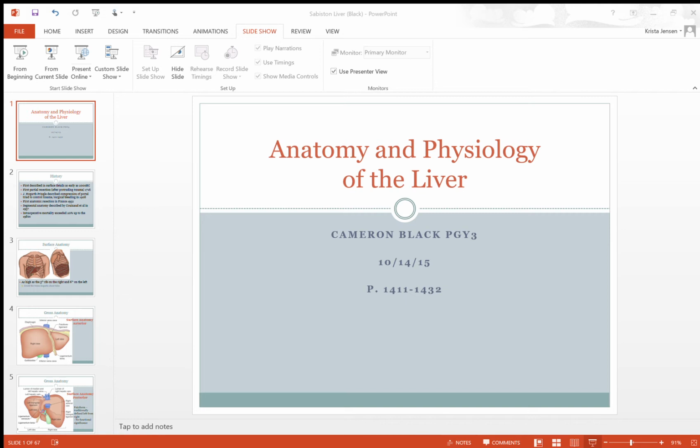So hydatid cysts, which is synonymous with echinococcal cysts, these are the kind of ones where the definitive host is really dogs, and the intermediate host is sheep, but we're also actually an intermediate host. You get the cyst in the larval stage. There are 3 common species of these. Echinococcus granulosus is the most common, and then you can also see multilocularis and vogeli.